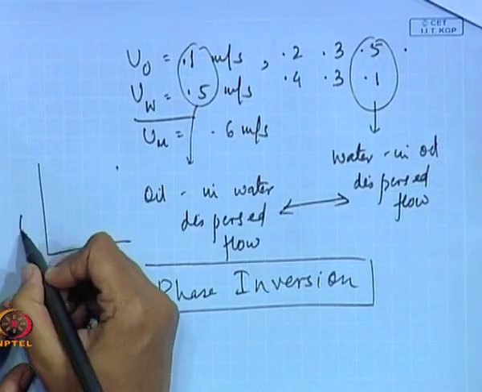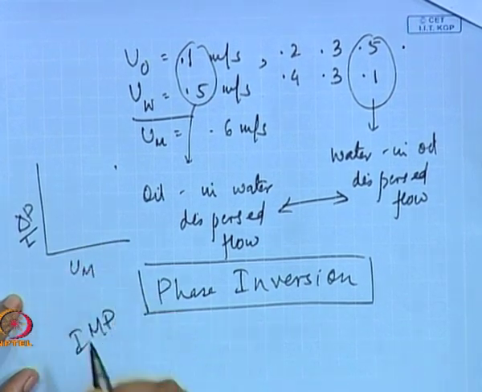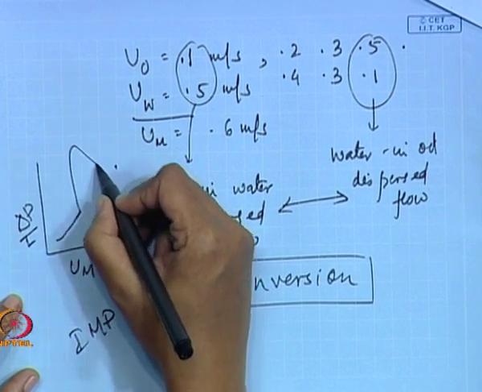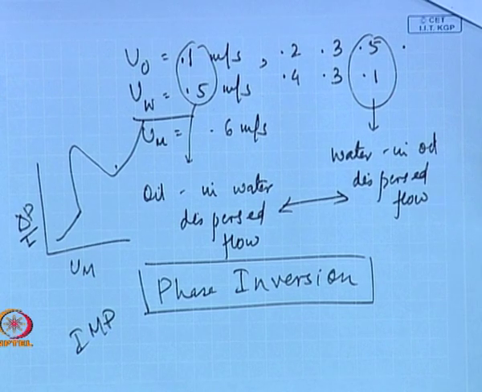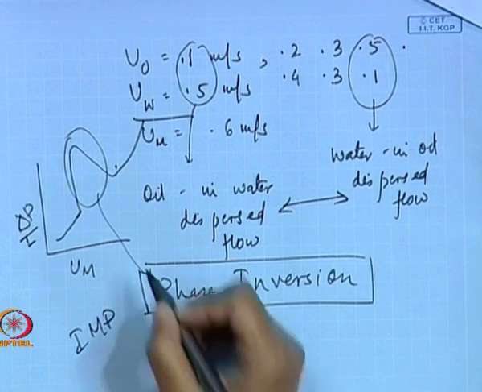Suppose you take a pressure drop reading. You find the pressure drop gradually increases, and the moment you approach phase inversion there is a drastic change in the pressure drop, and again when you enter another dispersion the pressure drop changes gradually. So if you plot delta P or delta P by L versus U mixture, you find that the pressure drop gradually increases, then at phase inversion there is a steep increase, and again a gradual increase. This portion marks the phase inversion point.